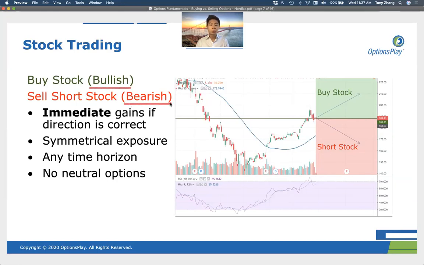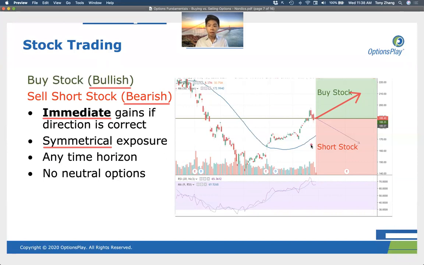What does that mean? Pure bullish and bearish exposure means that you have immediate gains if you get the direction correct. Meaning, if you buy a stock and the stock goes up by even a single crown, you start to make money on that trade. If the stock goes down by 1 crown, you start to lose money on that trade. And the amount of money that you make or lose is completely symmetrical to the amount of exposure that you have. So if the stock goes up by 10 crowns, you make 10 crowns. If it goes down by 10 crowns, you lose 10 crowns. It's very easy to calculate your potential risk and reward based on where you think the stock is going to go. You have immediate gains and you have symmetrical exposure. This is what every stock investor is familiar with.